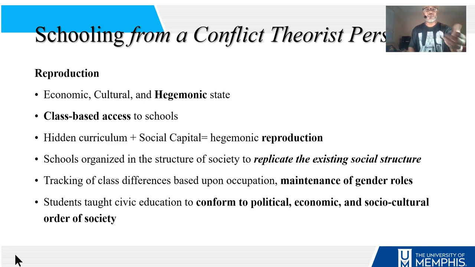So what we also see here is that schools are organized in a structure of society. So schools actually replicate the existing social structure. And also, this is also a gender situation as well, because once again, we also track classes based on roles. So you may have a school with a magnet school with an allied health program.